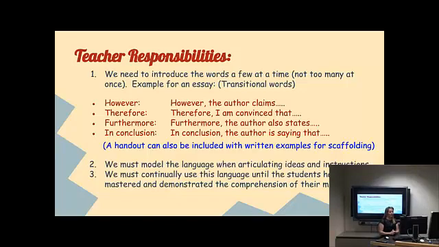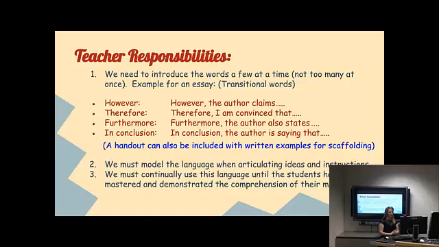A handout can also be included with written examples for scaffolding in all the areas of subjects. It doesn't matter what the subject, whether it be math, English, reading, writing, it doesn't matter. I believe that would be really helpful.